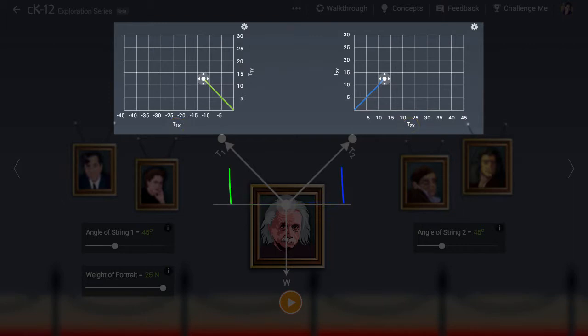The two vertical force components do not equal each other, and they do not cancel. They both point upward. But notice that if we add the two vertical force components, they exactly cancel the downward, and therefore negative, weight of the painting.